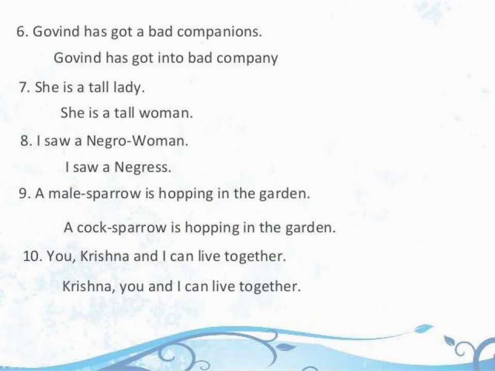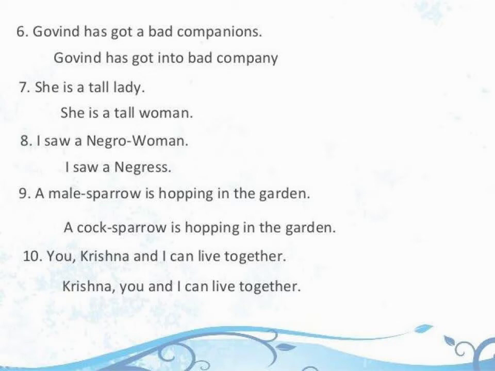Next one, sixth one. Govind has got a bad companions. It is not like that. Govind has got into bad company. Seventh one. She is a tall lady. Not lady, tall woman. Eighth one, I saw a Negro woman. It's not like that. I saw a negress. Ninth one, a male sparrow. It's not male sparrow. A cock sparrow is hopping in the garden.